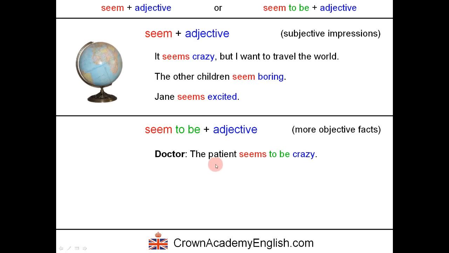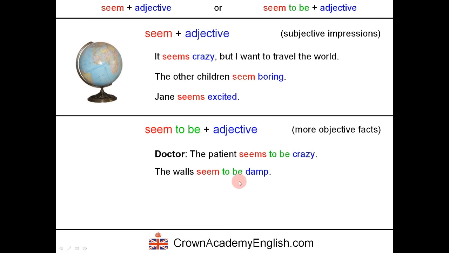So the doctor says, the patient seems to be crazy. Seems to be crazy. So here, this is probably more objective, this statement, because this is a doctor. This is a professional medical diagnosis. So here, crazy, it's more definite. Compare it to here, where crazy is more subjective. It's less clear if it is crazy or not. This is more clear. So we use the verb to be. Seem to be crazy.